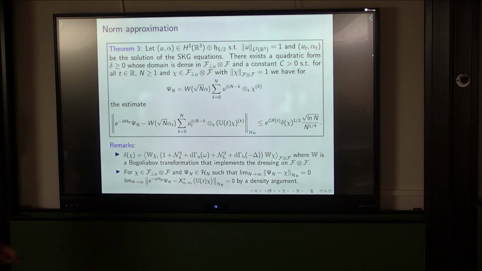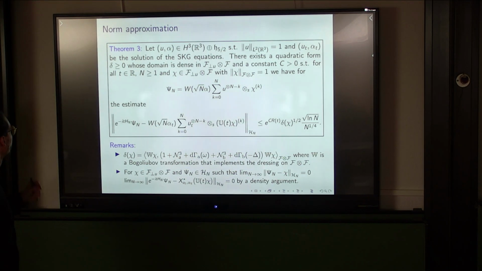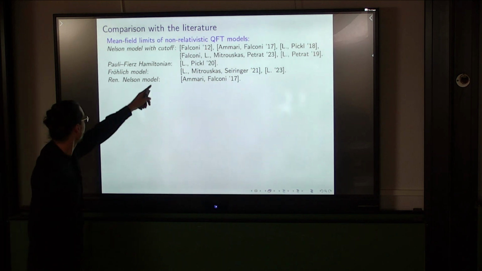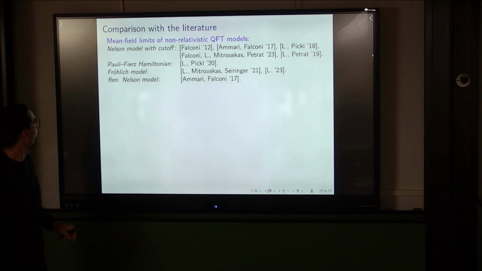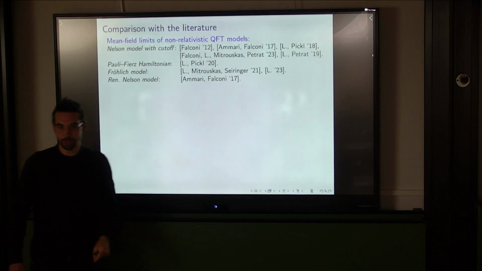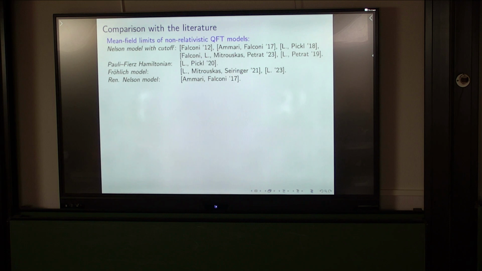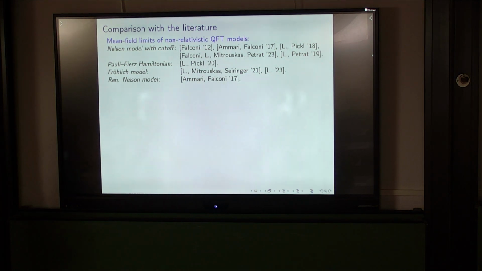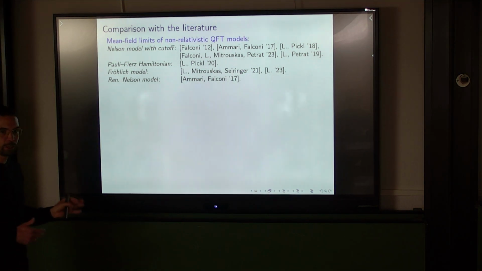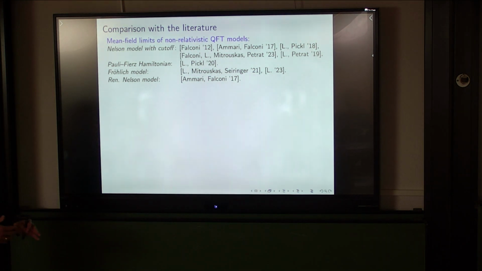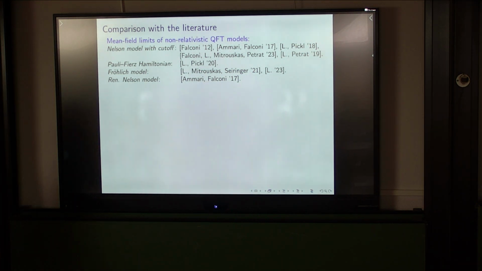So if there are no questions, then I would like to make a comparison with the literature. About the mean field limit I described of the renormalized Nelson Hamiltonian, there exists a prior result by Ziad Ammari and Marco Falconi, where they show by means of the Wigner measure approach a result which can be seen to be the analog of the reduced density result. They get a more general class of states, but without an explicit rate of convergence.